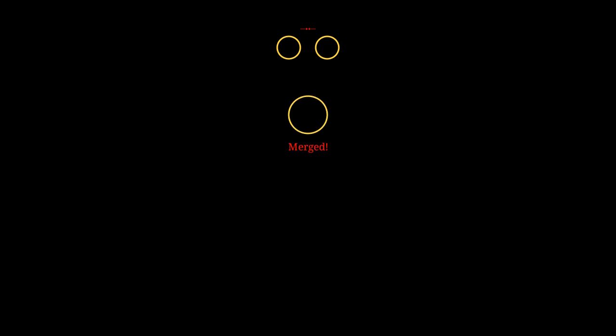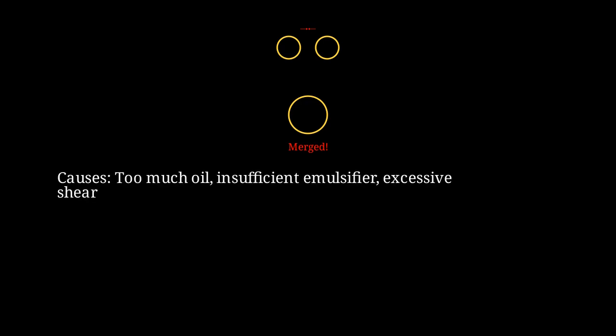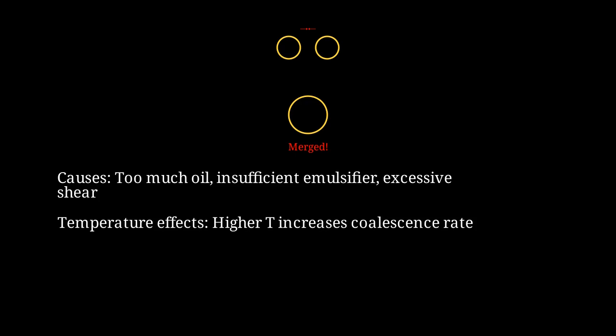When the lecithin coating fails, they merge into one larger droplet, reducing the number of droplets and breaking the jammed network. Breaking occurs from too much oil overwhelming the emulsifier, insufficient lecithin, or excessive shear that ruptures the protective coating. Higher temperatures increase coalescence rates by making droplets more mobile and weakening lecithin layers.